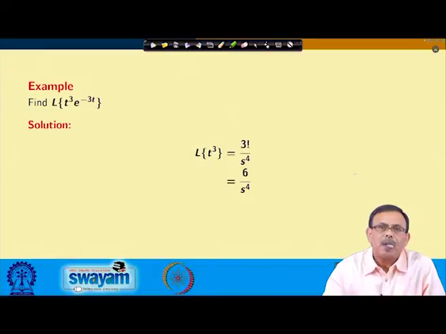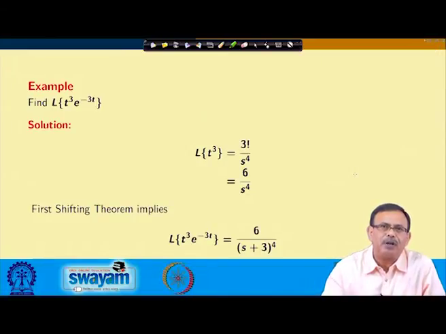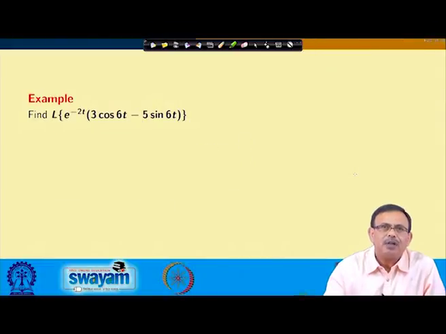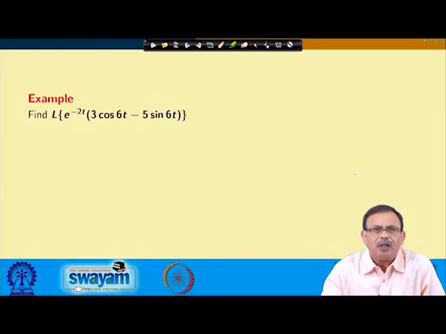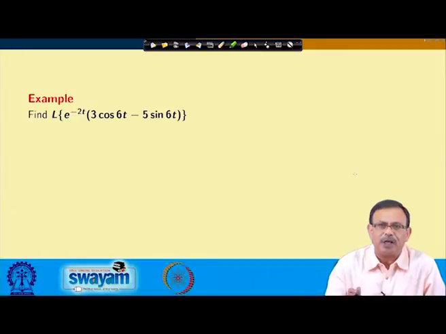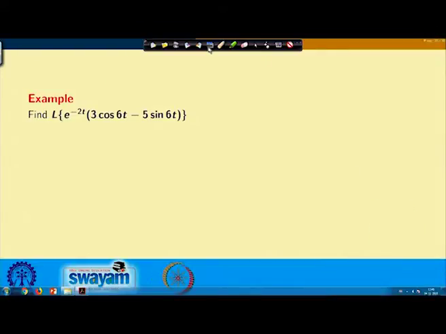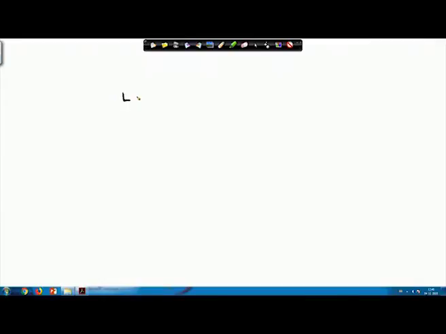So, just from the first shifting theorem directly you are writing this one. Let us see another complex problem. Laplace transform of e power minus 2t into (3 cos 6t minus 5 sin 6t). So, we will start from here. Let us see this thing. Laplace transform of 3 cos 6t minus 5 sin 6t.